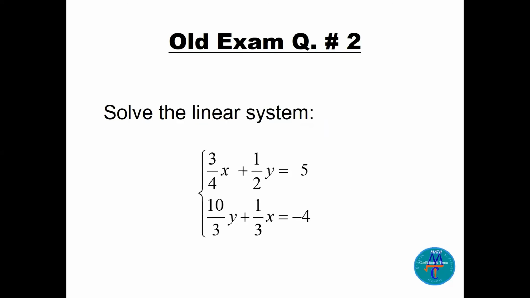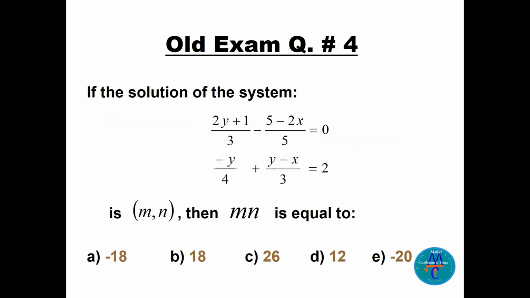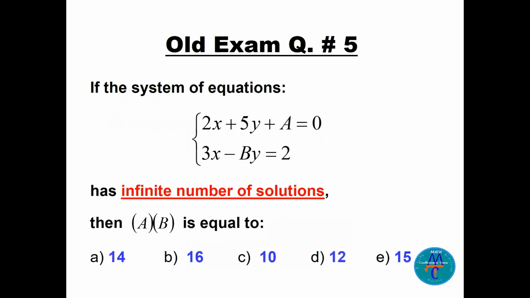Then question number 2, solve the linear system. We have some fractions there. Very similar question number 3, but there's a difference in the solution between 2 and 3. You can check and see why I put these systems here. Question number 4, if the solution of this system here is (m, n), find the product m times n. So first you have to rearrange equation 1, equation 2, then use any method you like, find x and y, and then you can call them m and n, then find the product mn.